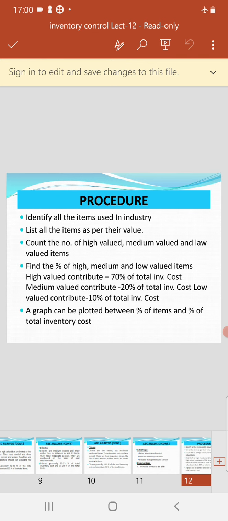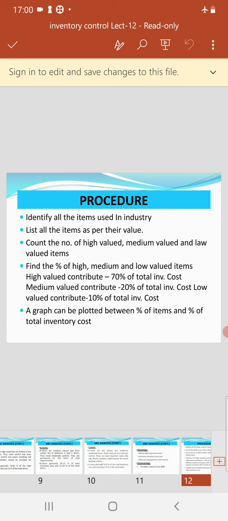So what is the procedure? Identify all the items used in industry. To classify into A type, B type, C type, first you have to identify all the items used in the industry. List all the items as per their value. Count the number of high valued, medium valued and low valued items. Find the percentage of high, medium and low valued items.